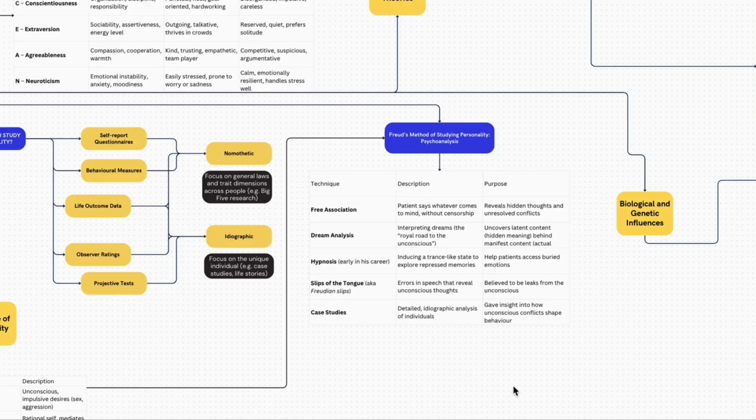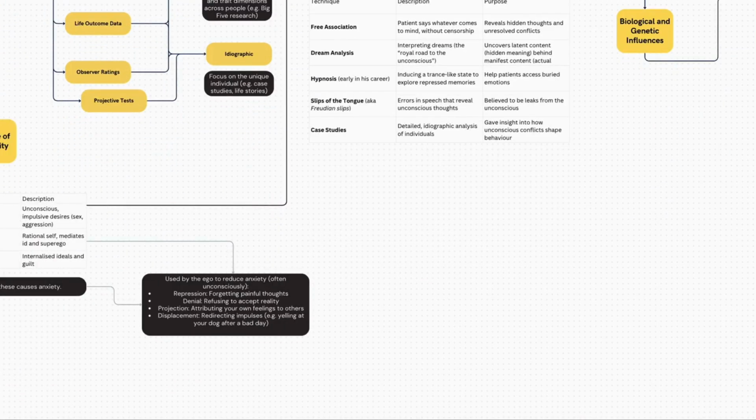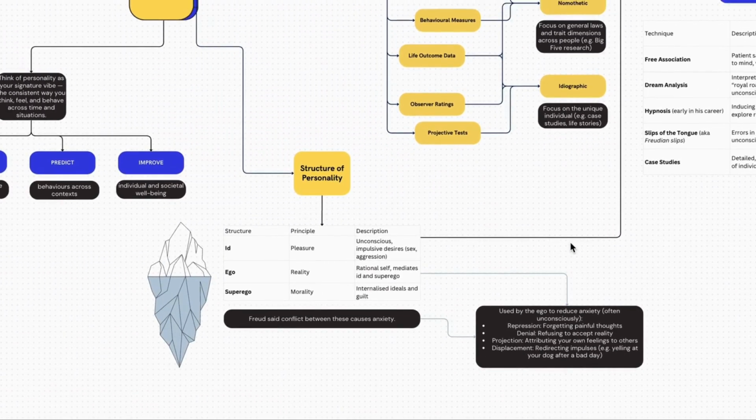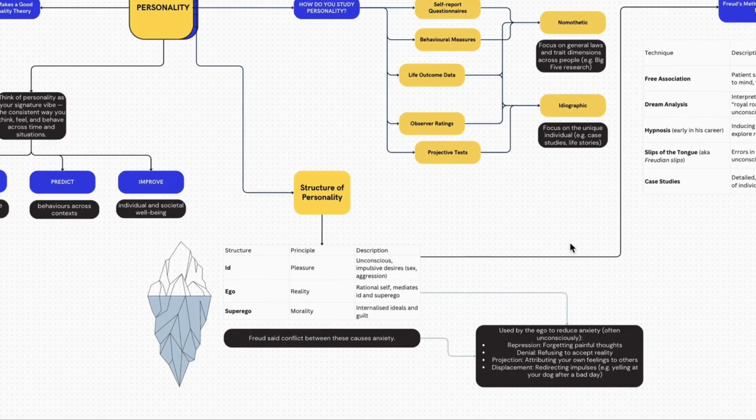He also came up with the structure of personality. Basically, there are three parts: id, ego, and superego. The id is pleasure, the unconscious impulsive desires, like sex and aggression. The ego is reality, the rational self. And the superego is morality, internalized ideals and guilt.